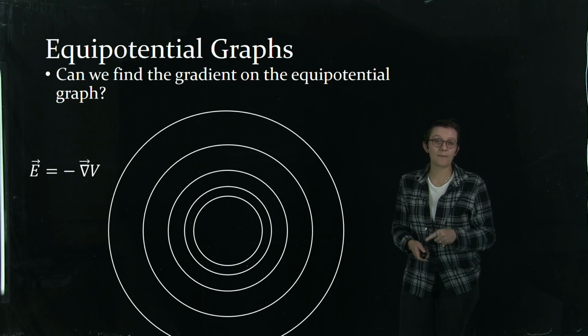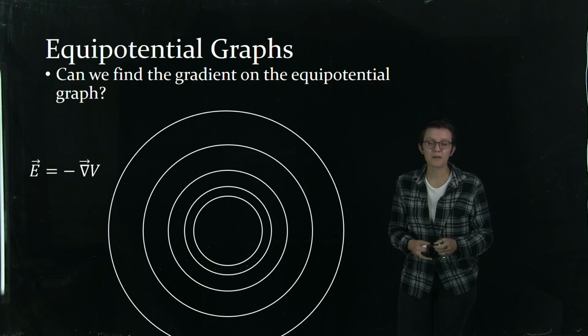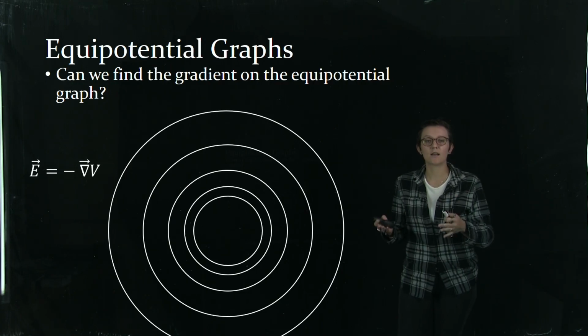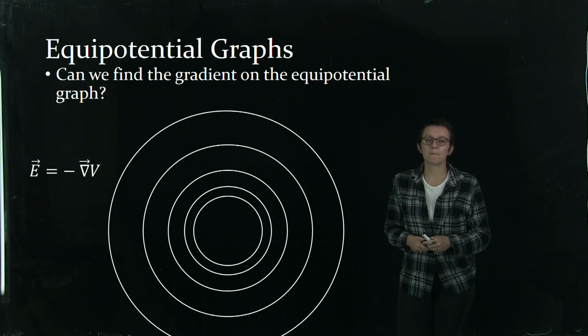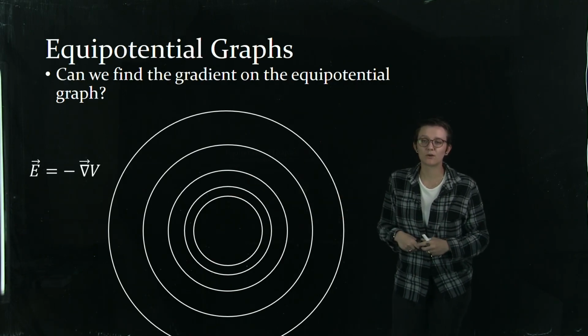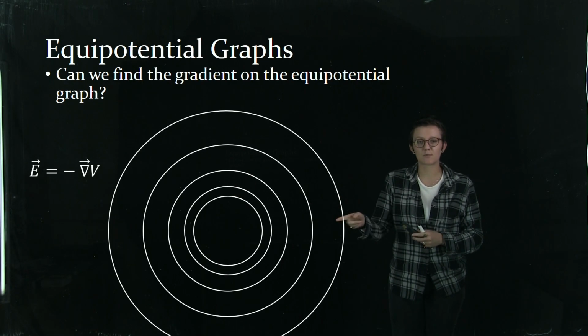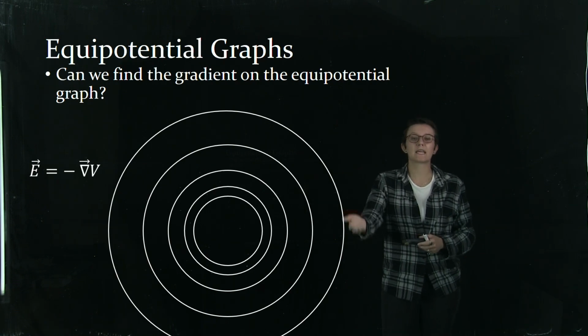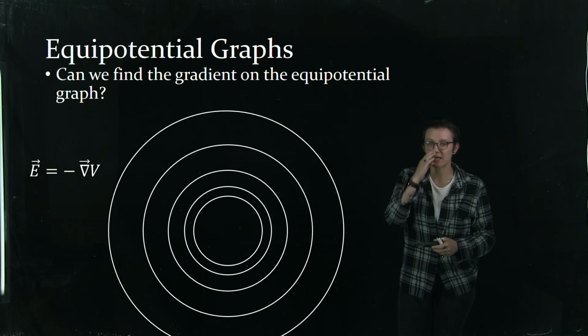Like I said, we're going to come back to this equipotential graph. And the question that we're going to ask ourselves is, can we find the gradient on this equipotential graph? And so we want to use this equipotential graph to build the electric field of this. We know this is a point charge. We know what the electric field is. Let's see if we can back out and get the electric field out of our equipotential graph here.